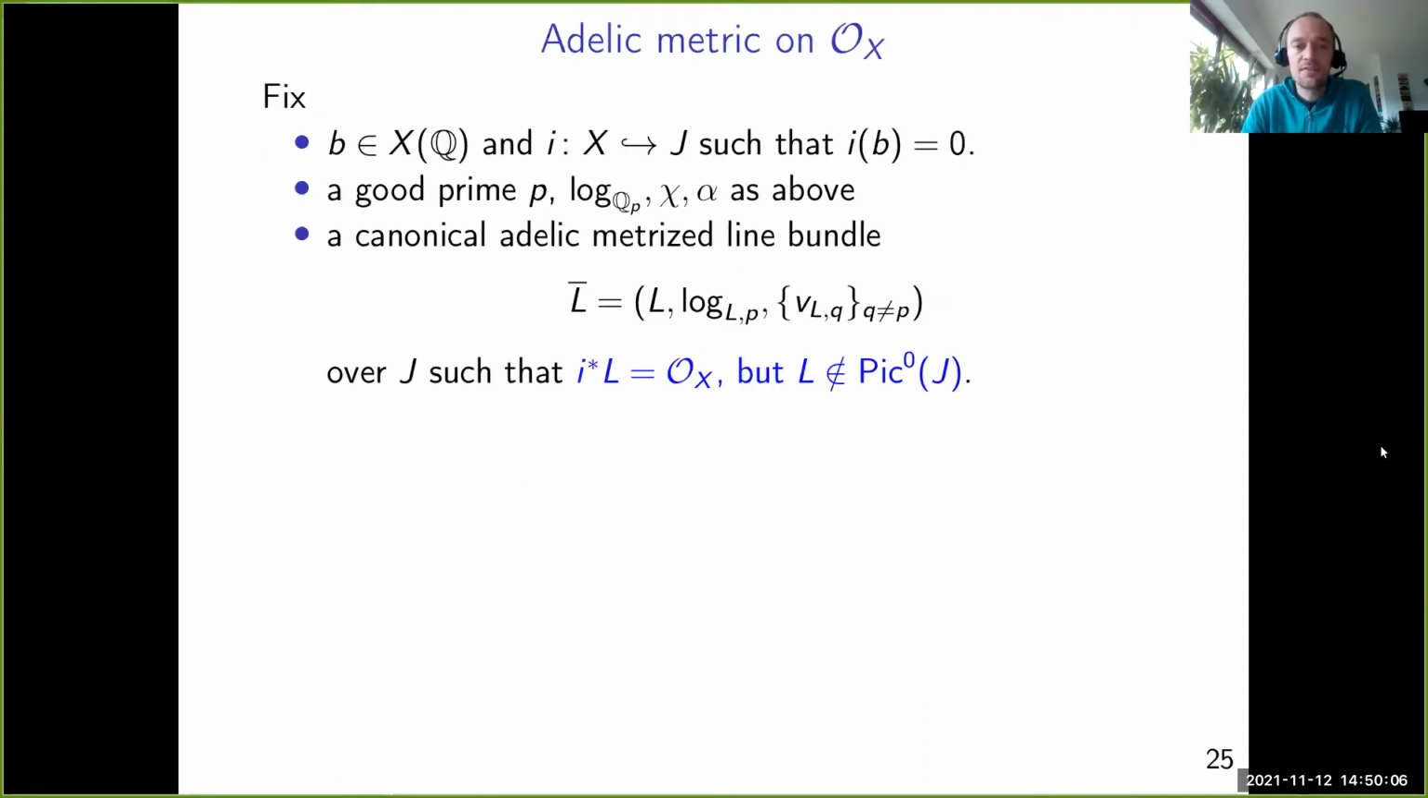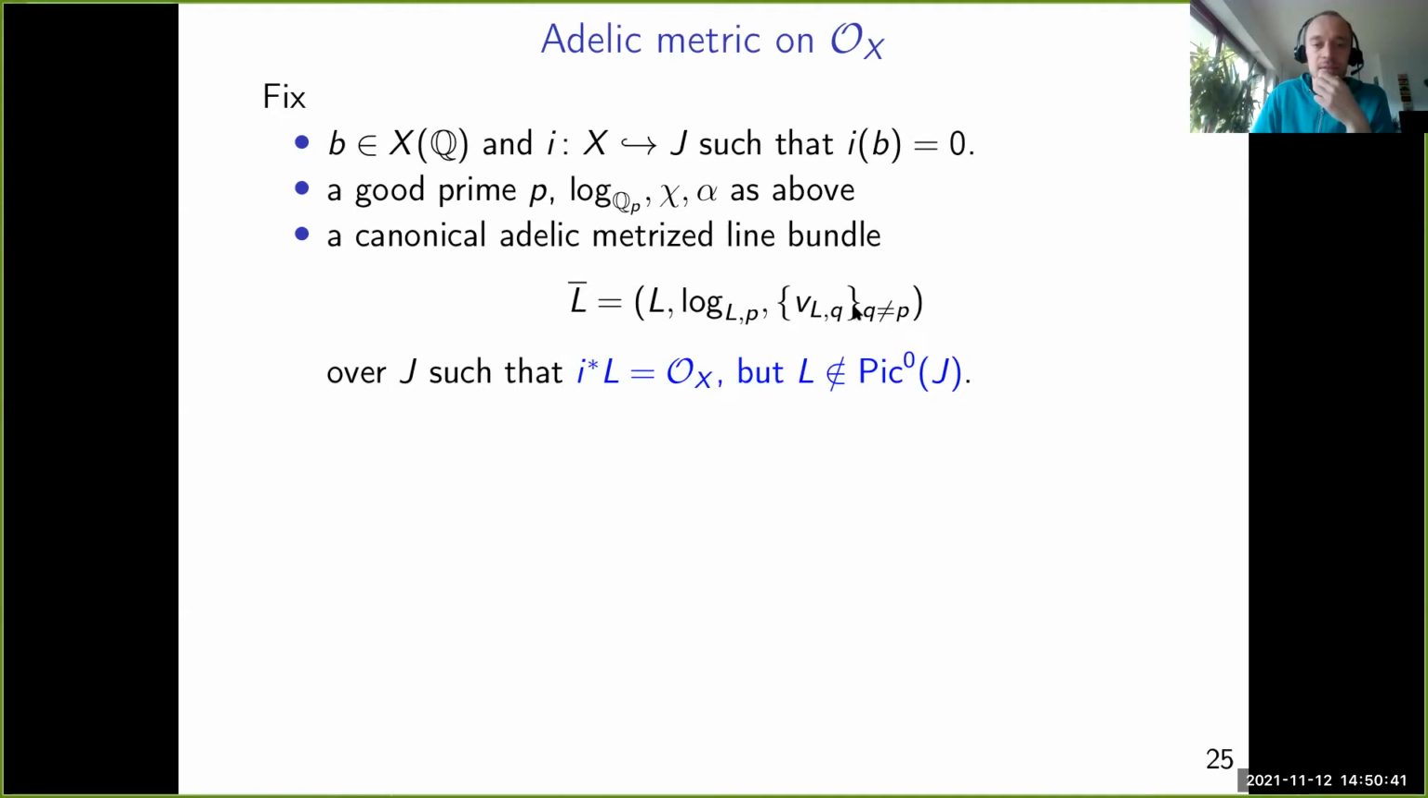And we do this as follows. We're going to fix a base point b for the Abel-Jacobi embedding that I'm going to call i. And we fix a good prime p. We fix a branch of the p-adic logarithm, log_{Q_p}. We fix an idele class character with values in Q_p, and we fix a good curvature form alpha on the Poincaré bundle. You don't have to worry about these choices here. Any choice will work in theory. And using that data, we just defined canonical Adelic metrized line bundles.